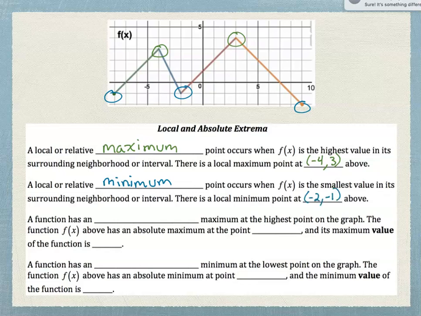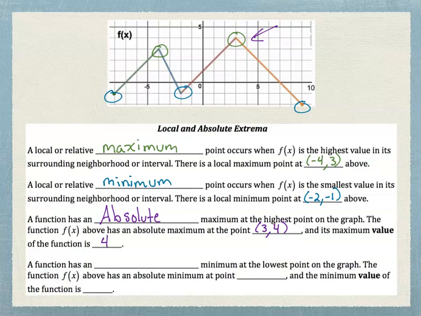We say that a function has an absolute maximum at the highest point on the graph. So you decide which one of these relative maximums is your absolute maximum, and that occurs right here at the point 3, 4. And we say that the maximum value of the function is 4.